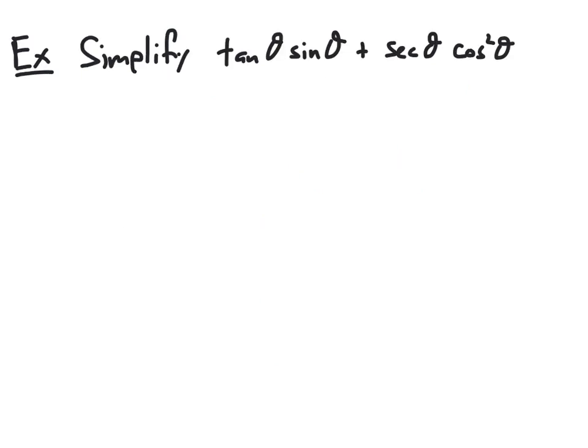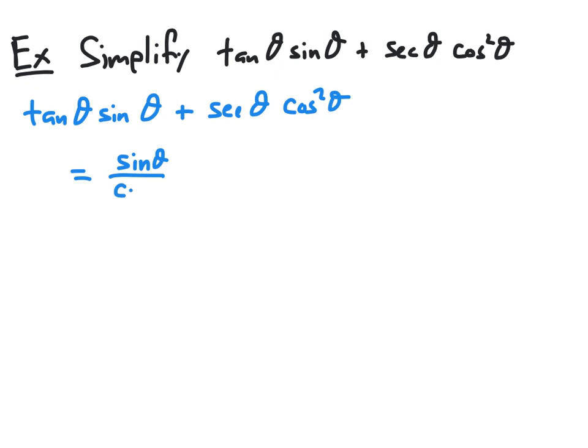In this example, we want to simplify the tangent of theta times the sine of theta plus secant theta times cosine squared of theta. Again, we don't have anything squared, so there's no obvious way to use a Pythagorean identity. And so the most natural thing to try here is to write everything in terms of sines and cosines and simplify from there. So here we have a tangent of theta, which we know is sine theta divided by cosine theta, and that's just multiplied by sine theta. We know that secant theta is 1 over cosine theta, and that's multiplied by cosine squared theta.